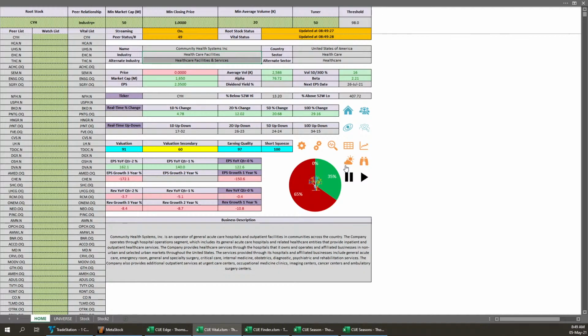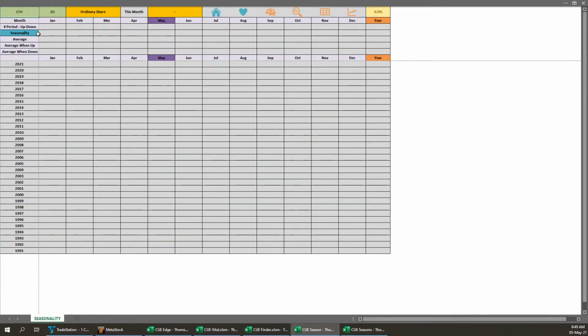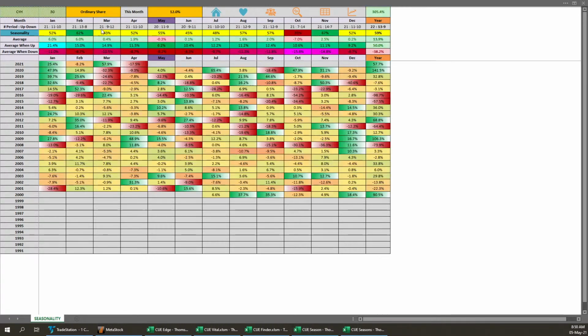I am clicking the seasonality program and see it took me to the single stock seasonality checking program. It's ordinary share. By the way, you can use Q seasonality, both the programs, not only for stocks, but for stocks, ETFs, futures, financial futures, commodities, forex, anything that you want. And it retrieves the data. Let me read out the scorecard.